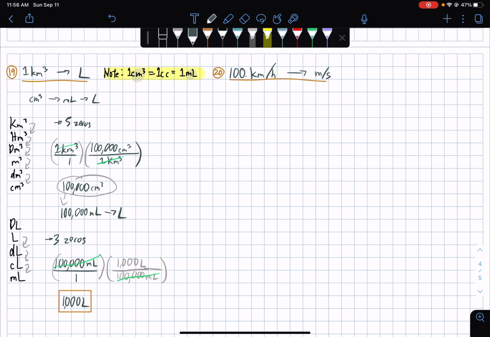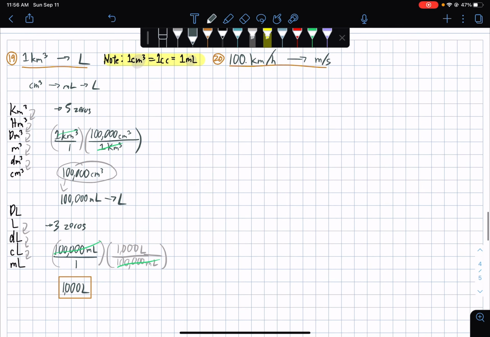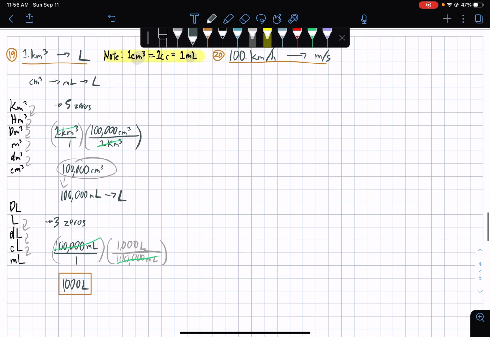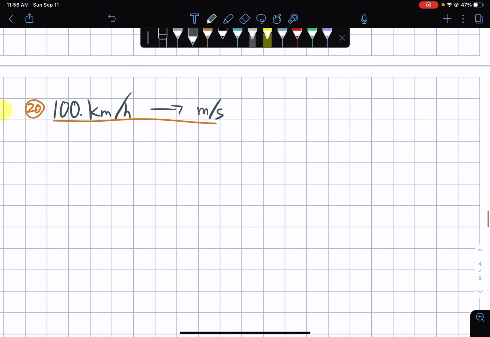So yeah, the computation is pretty long, but it's worth it as long as your solution is correct and flawlessly executed. Let's move on to number 20. I suppose that this is the last problem. Yeah, this is the last practice question. 100 kilometers per hour to meters per second. So this is also a different kind of problem. Let me show you the process. By the way, the process that is going to be done here is also similar to a topic that I'll be introducing in the next videos involving something in pre-calculus.